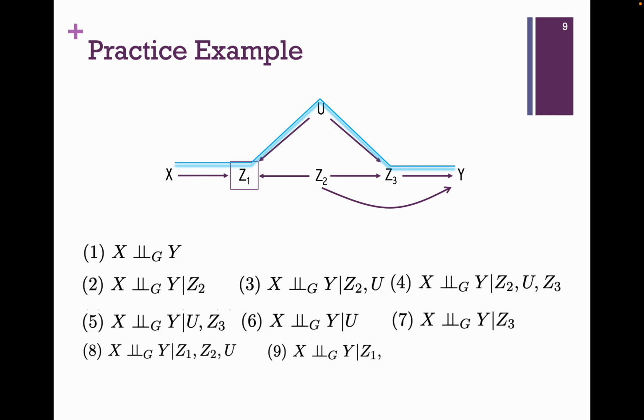Now let's suppose that we can't condition on u because it's unobserved. So now we have this path via z3, which we can eliminate by conditioning on z3, but that opens up another path because z3 is a collider, so we also need to condition on z2. Finally, if we condition on all of those variables plus u, that is also a d-separating set.